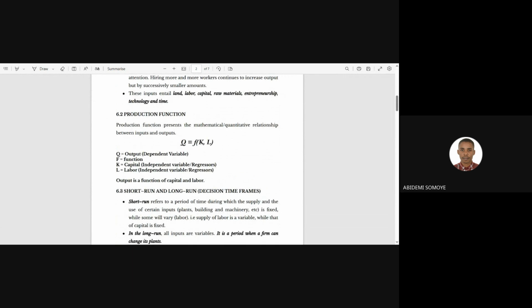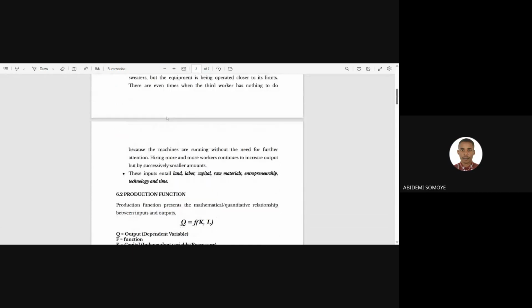Q is the dependent variable, which is output, while K and L are the independent variables, or we usually refer to them as regressors. K is capital, L is labor. The simple explanation of this equation is that output is a function of capital and labor. Output is a function of capital and labor. Guys, is it clear? Yes. Okay.